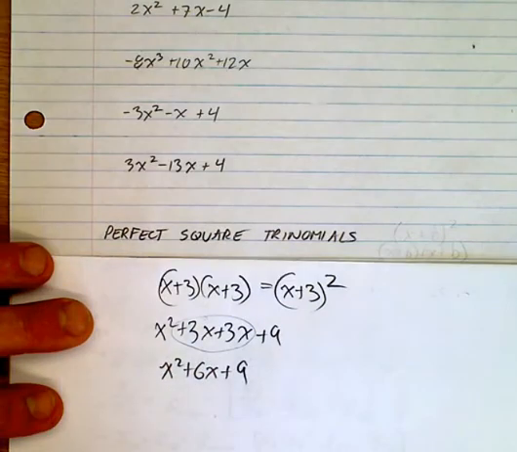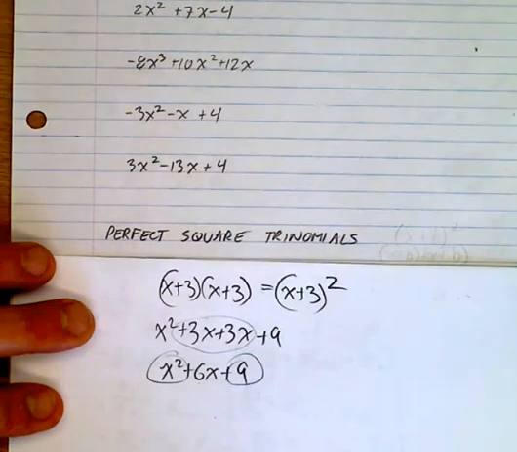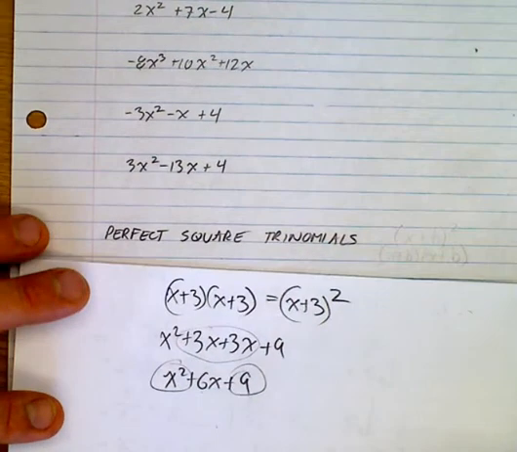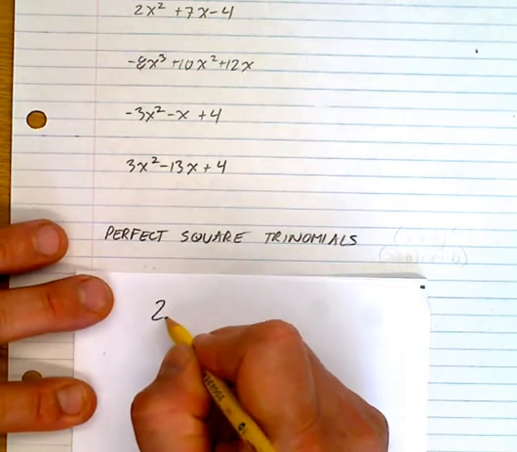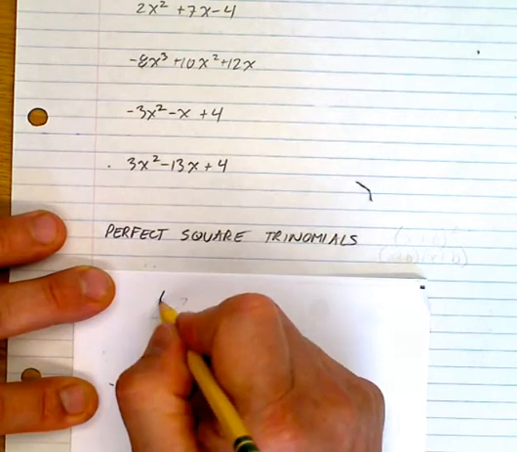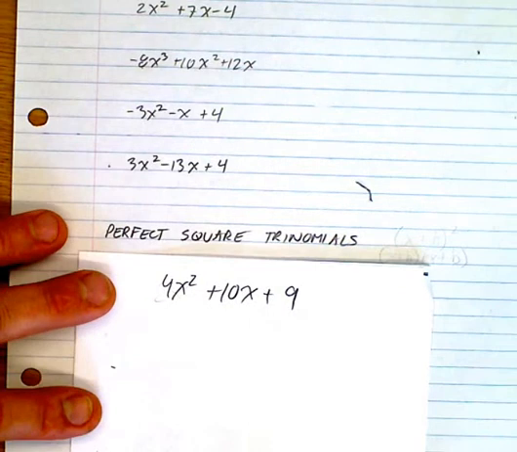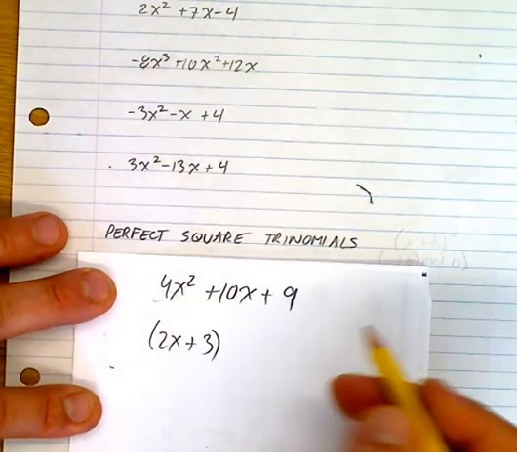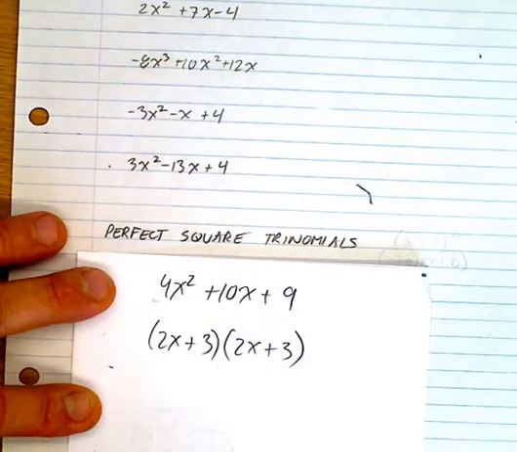Okay, now looking at this thing, you can see the first term is a perfect square. The last term is a perfect square. So you check it out to see if it is, right? There are situations where it might not be, but if I wrote down something like this, 4x squared plus 10x plus 9, well, look, that first one is a perfect square. That second one is a perfect square. So is that equal to that?